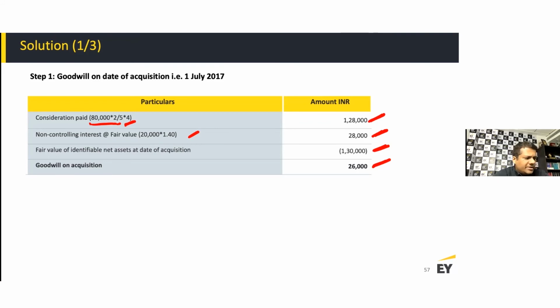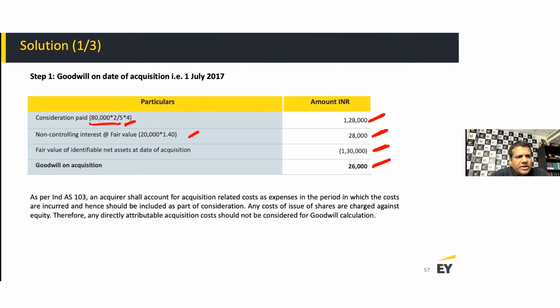26,000. Step 1 done. But some more notes. An acquirer shall account for acquisition related cost as expense in the period in which the costs are incurred, and hence should not be included as part of the consideration.